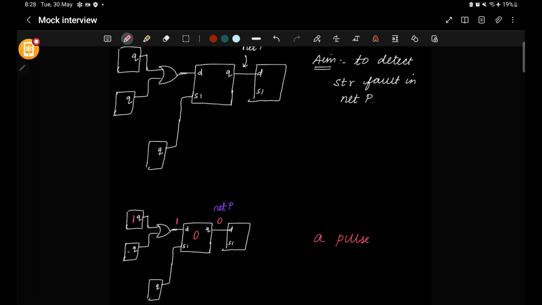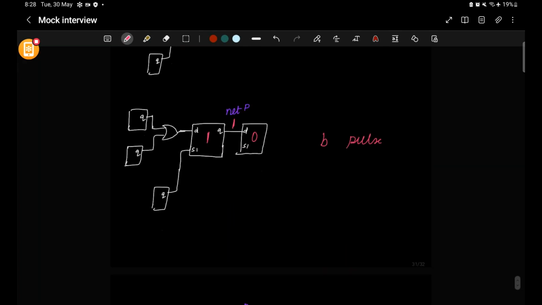For example, I'm just writing it as 1 and 0. During A pulse itself, we should have written like that. You can even write 1 1 or 0 1 as well. Just for illustration, I've just considered 1 and 0. So this should have happened during A pulse, and this is what will be there during B pulse.